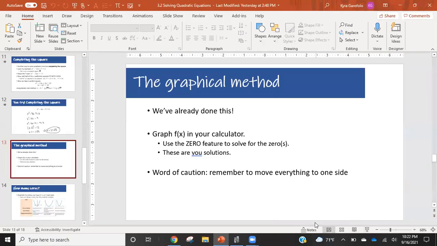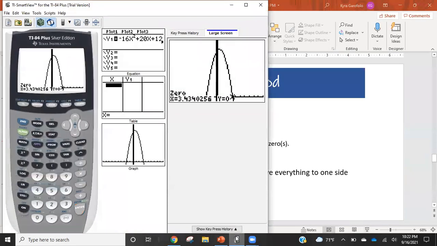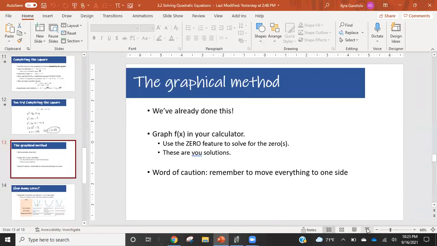So if you think back to what we did in the previous section, we had graphed the pumpkin throwing path. And when we found that 0 right there, that was a solution to our equation. X equals 3.434. That was one value of x that solved it. We could do 0 over here to find the other solution if we wanted, using the same exact 0 feature.